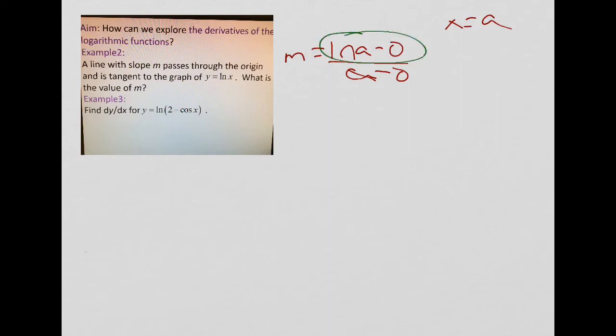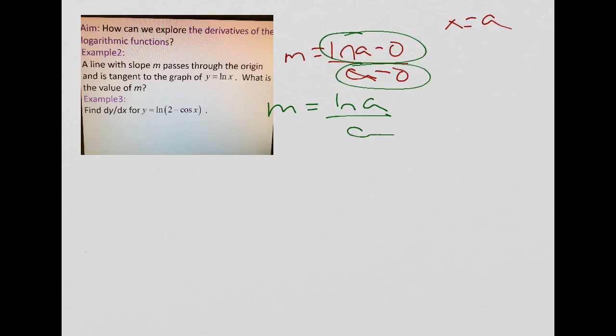Okay, so a line with slope m passes through the origin and is tangent to the graph of y equals ln of x. What is the value of m? So you have 2 different points, one being the origin, and the other one being some x value, so usually x equals a. So I found the slope. Here's f of x minus f of 0 over x minus 0. Again, we could have left it in terms of x, but typically x is equal to a.